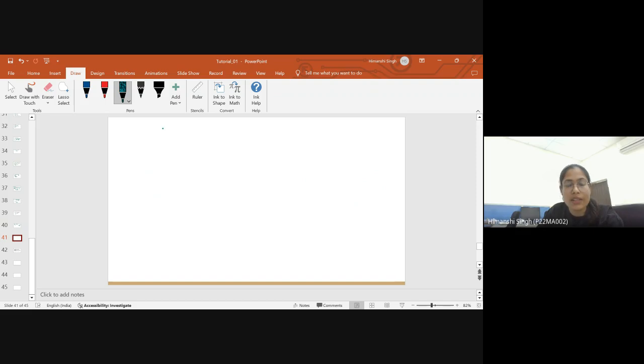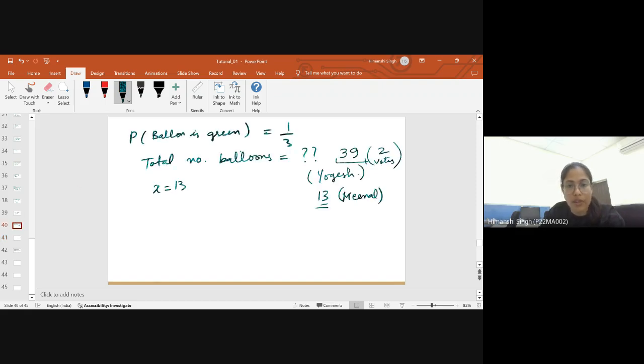So basically, what the question is saying is that the probability of a green balloon is 1 by 3. So the number of green balloons is equal to x, which is given in the question. So the probability that we get a green balloon will be the number of favorable outcomes, that is x, divided by the total number of outcomes. So what are the total number of balloons? We will calculate it in the form of an algebraic equation.